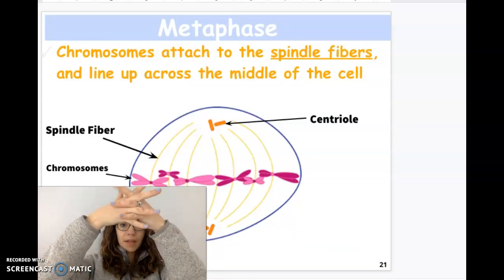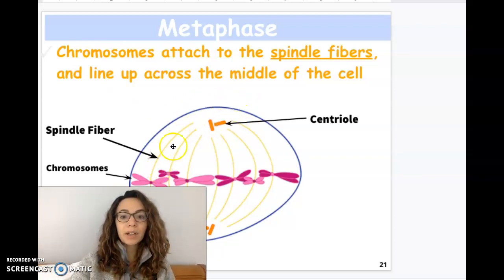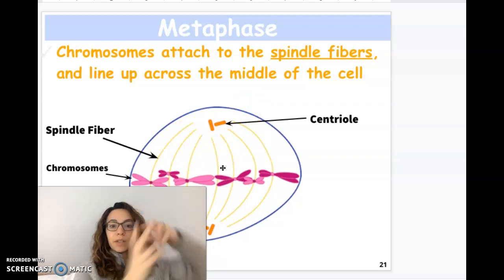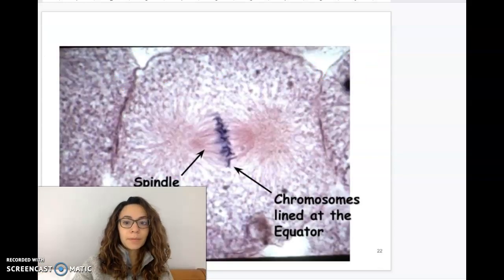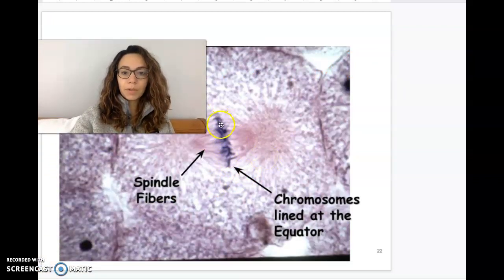Metaphase, remember, metaphase, they're lining up across the middle. So the chromosomes are attaching to these spindle fibers, which line them up across the center of the cell. Looks like this if we're looking in a microscope. Got those dark purple chromosomes lining up. You can see the spindle fibers here that help them line up.